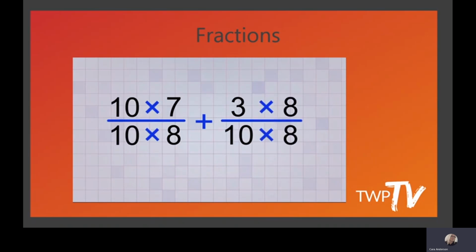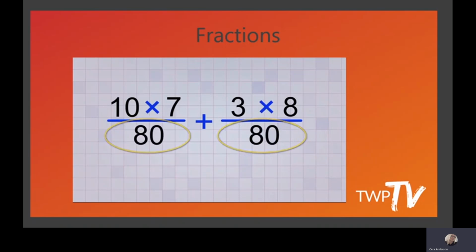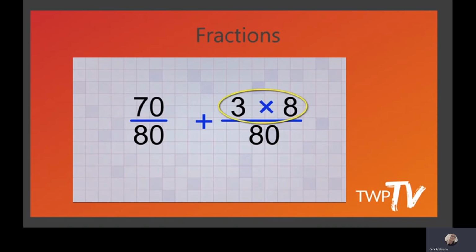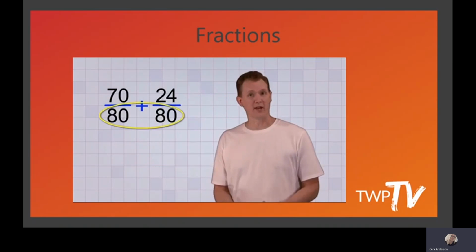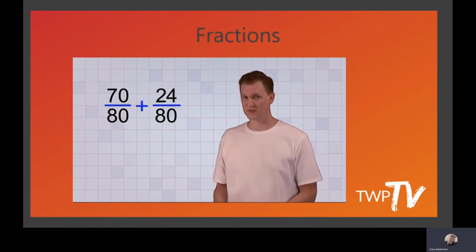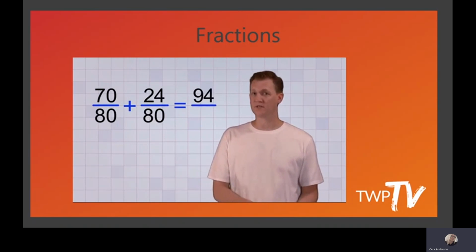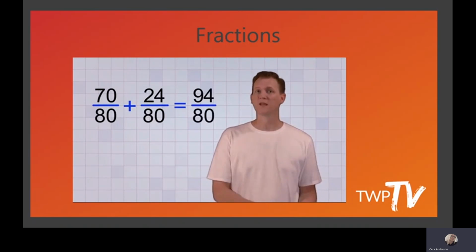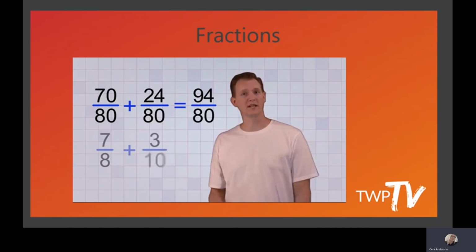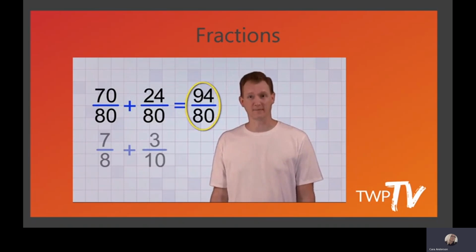Then, when we do our multiplication, the 8 times 10 will give us 80 on the bottom of both fractions. For the top of the first fraction, we have 7 times 10 equals 70. And the top of the second fraction, we have 3 times 8 equals 24. Now that we have like fractions, we can just add the top numbers. 70 plus 24 equals 94. And keep the bottom number the same, 80. So 7/8 plus 3/10 equals 94/80.